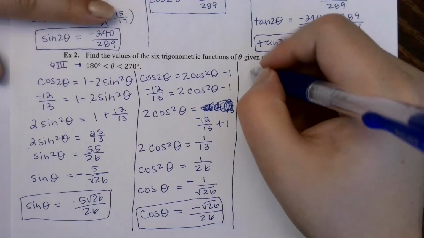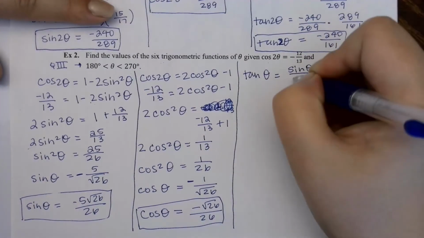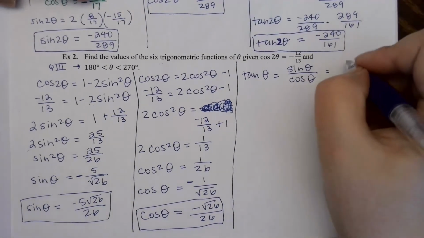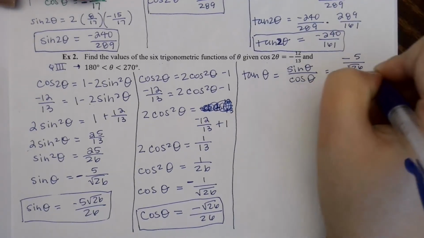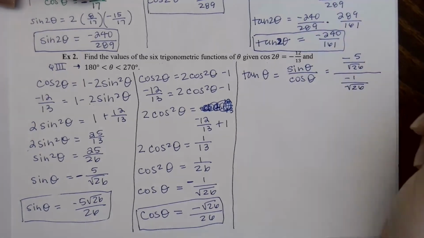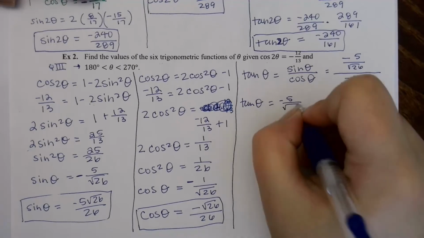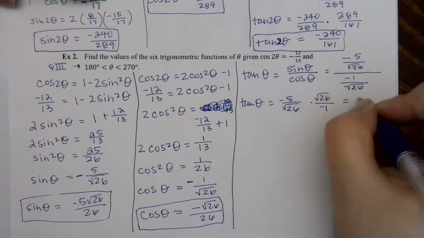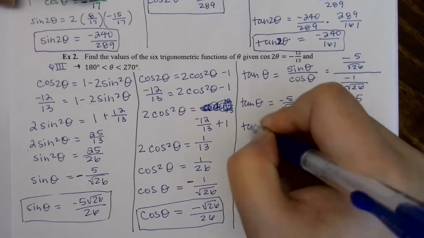Alright, so then we want to find tangent theta. So tangent theta is equal to sine theta over cosine theta. So that's going to give me sine theta is, and I'll just use negative 5 over square root of 26. And then cosine theta would be negative 1 over square root of 26. Okay, so that gives me negative 5 over square root of 26 times square root of 26 over negative 1. This is going to give me a positive 5. Okay, so tangent theta is equal to 5.